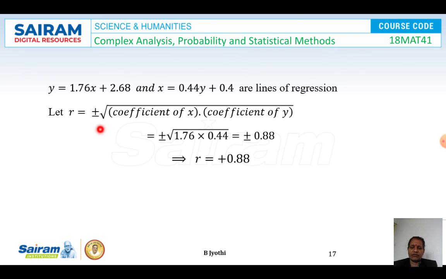So r is given by the formula plus or minus root of coefficient of x into coefficient of y. Here in this equation the coefficient of x is 1.76 and coefficient of y is 0.44. We are taking plus or minus under the root, but the r value is positive because both the coefficient of x and coefficient of y happen to be positive. Therefore, r is also a positive value. So we have a positive correlation between the two given data.